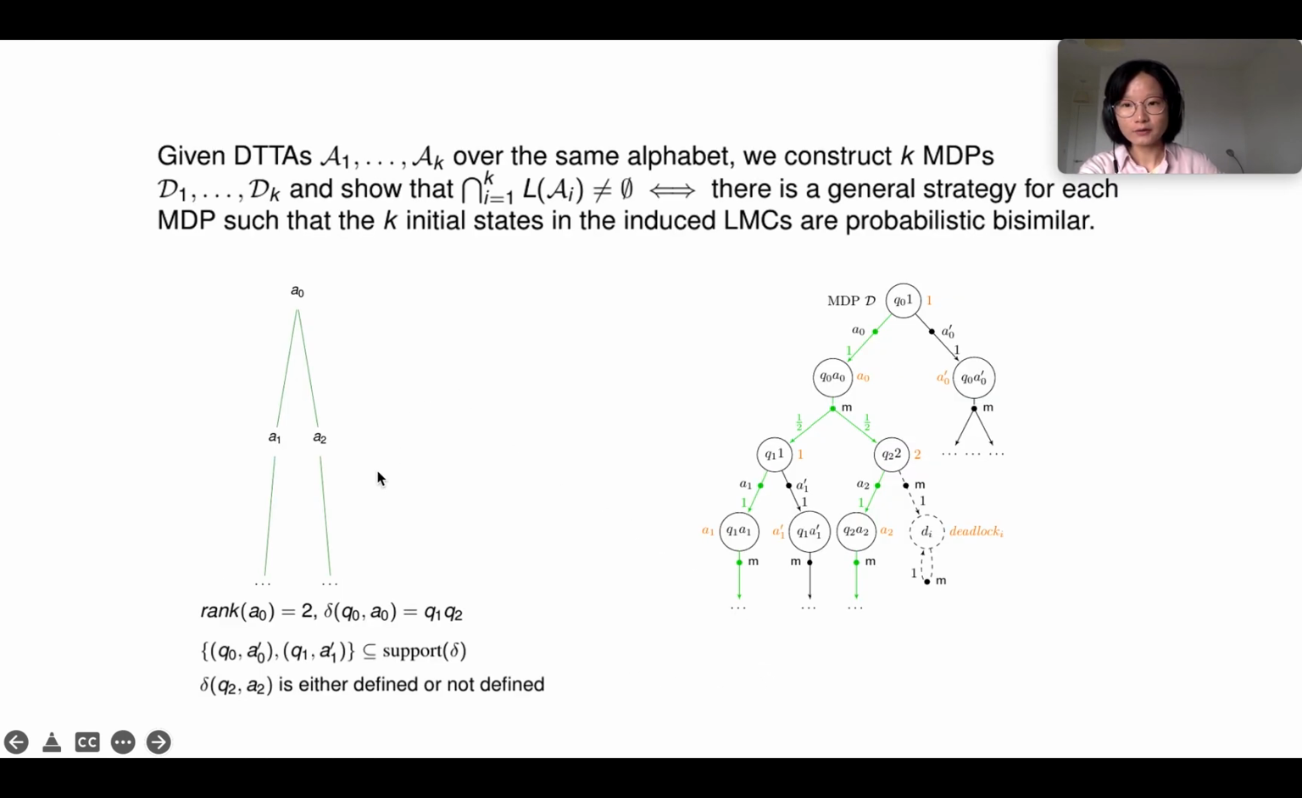Then for each DTTA A1 to AK, we construct MDPs D1 to DK, and we show that if the intersection of the languages is not empty, then there is a general strategy for each of the K MDPs such that the K initial states are probabilistic bisimilar in the induced LMCs. We are almost done here, but not yet, since in our bisimilarity problem, we need a single MDP with two initial states, but here we have K MDPs with K initial states.